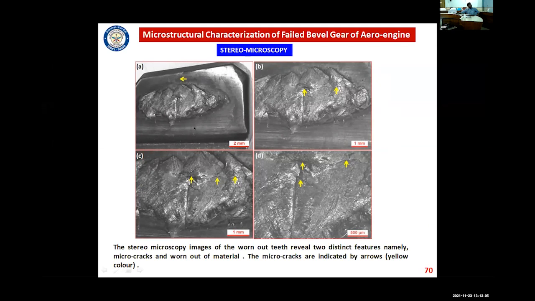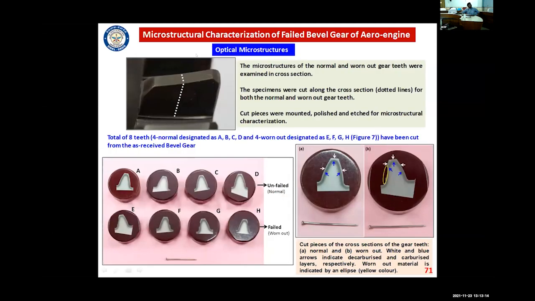So the formation of these micro cracks indicates that the surface is not that hard. And we have also analyzed the microstructures. If you see the teeth, these are single teeth, so we have cut them cross-sectionally like this.